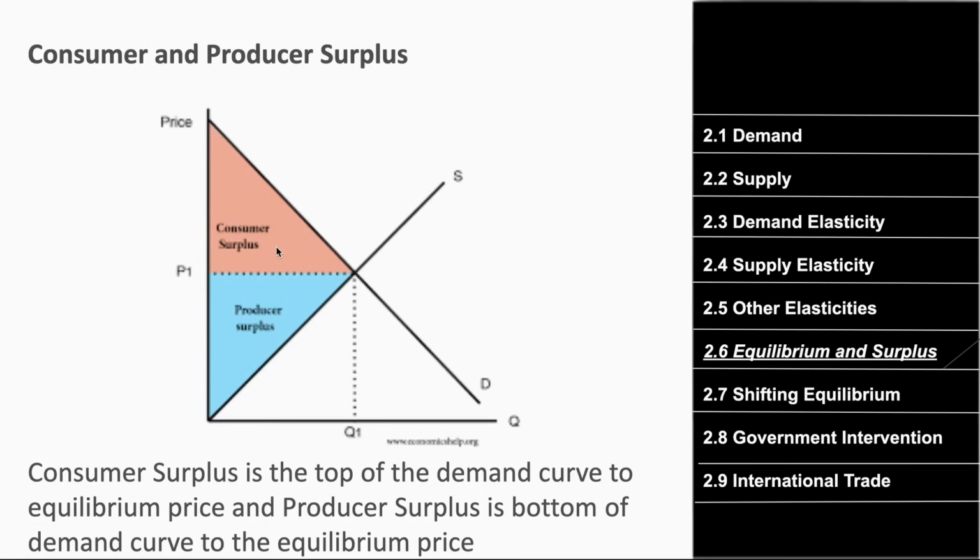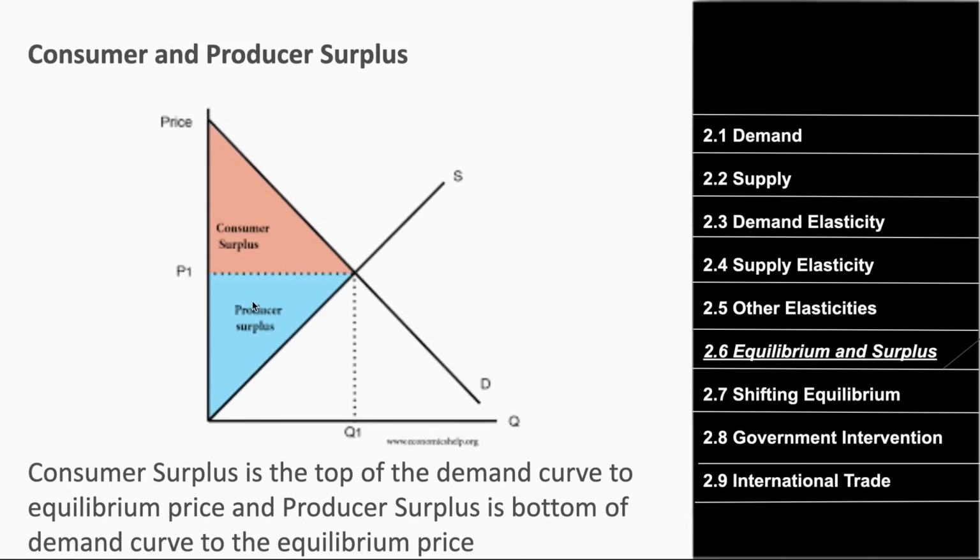Consumer surplus is showing how much consumers are gaining. Equilibrium is how much they're actually paying. So they're paying P1, this amount. This is the maximum amount they're paying. So consumer surplus, this red portion, just shows the amount consumers are gaining. It's just the area from the top of the demand curve to the equilibrium. So just remember this, consumer surplus is the top.